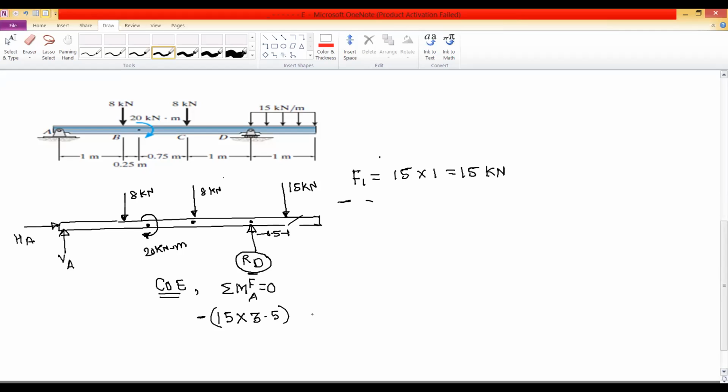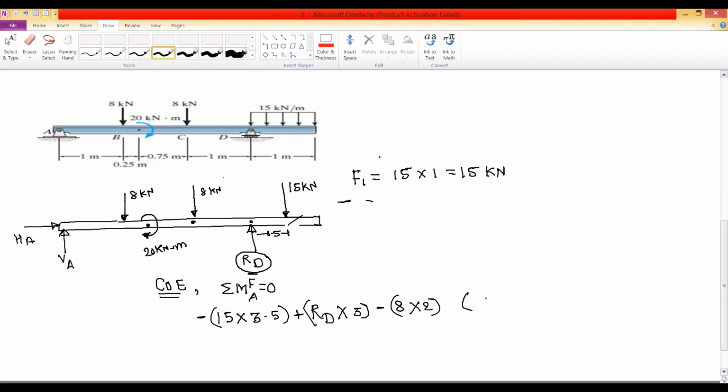Next force is 8 kilonewton. So you can take the reaction RD into the distance of reaction RD from point A, which is equal to 3 meter. And this is positive because it is anti-clockwise. Then next is 8 kilonewton into the perpendicular distance from point A, which is equal to 2 meter. It is clockwise, so it is negative.